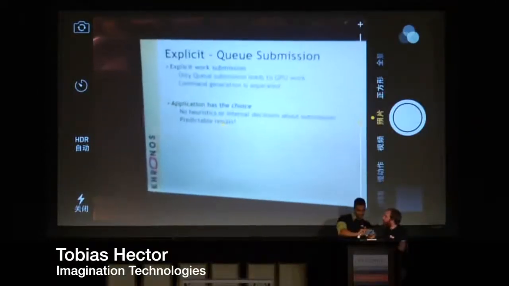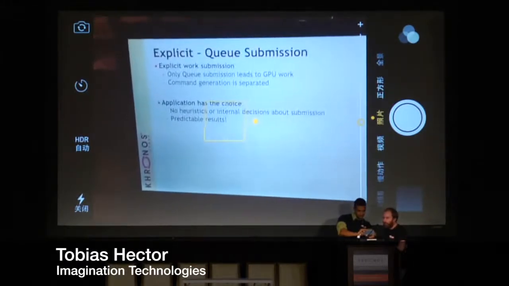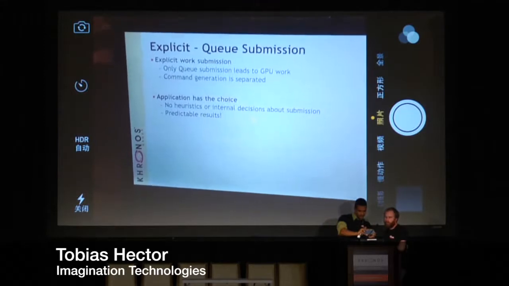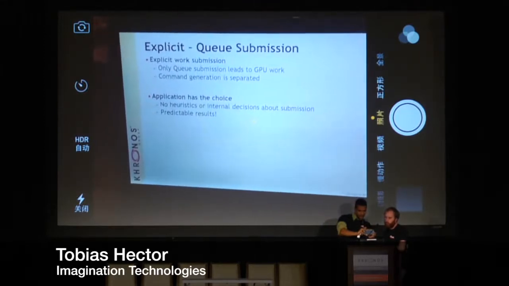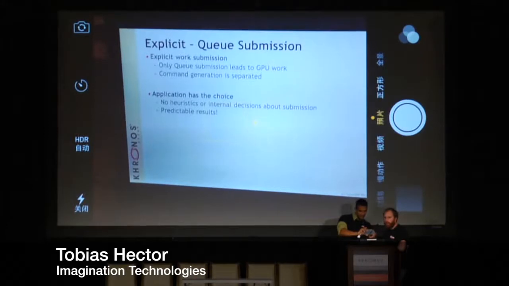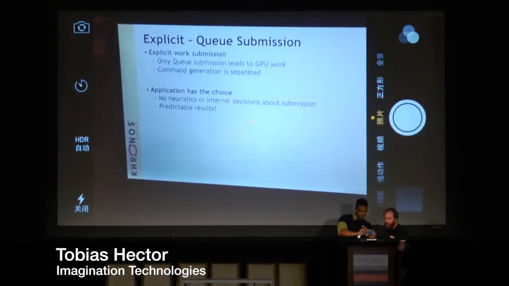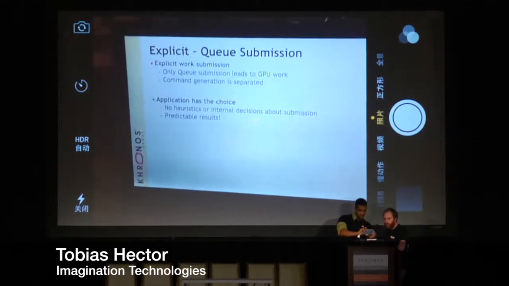So one of the things we found quite important was the idea of a predictable frame, particularly for things like VR use cases. It's very important to have a predictable frame time, frame to frame. And one of the main ways we achieve this is with explicitness in the API. Queue submission, the idea of actually when you submit work to your GPU, really needs to be explicit.